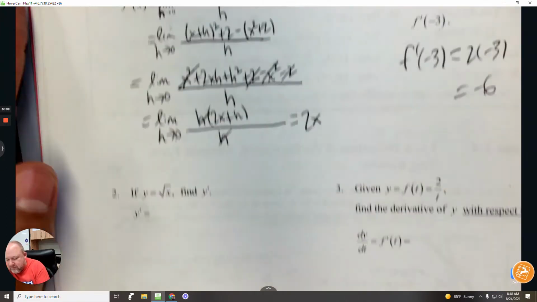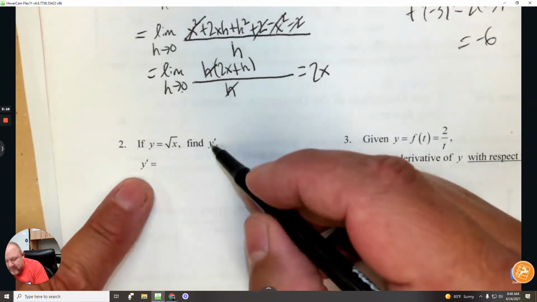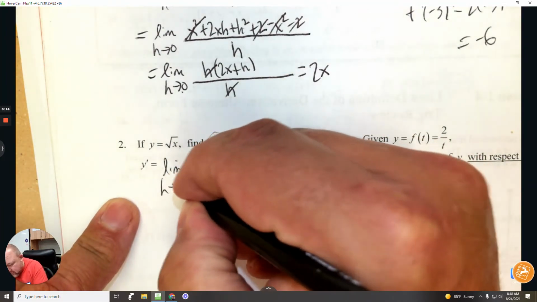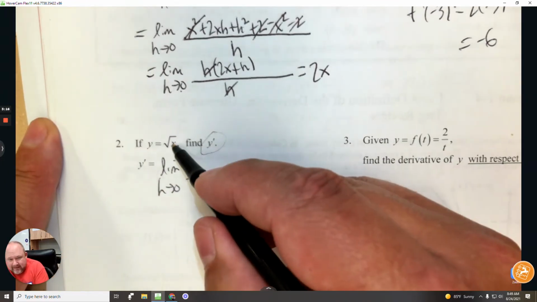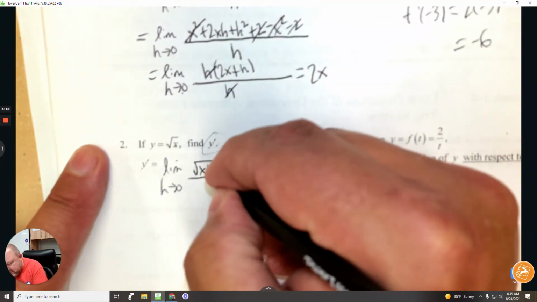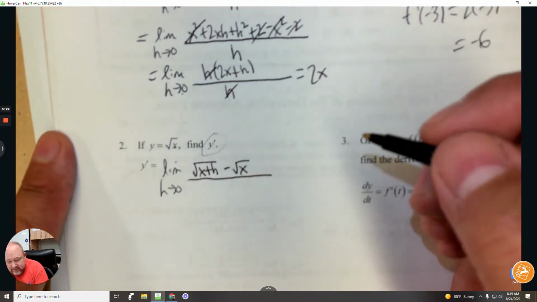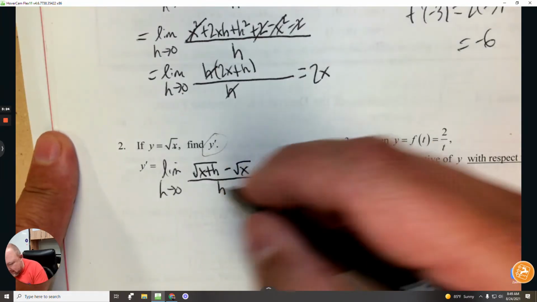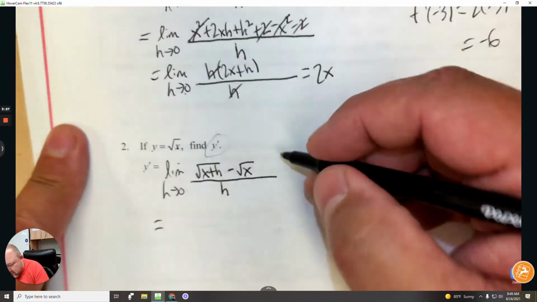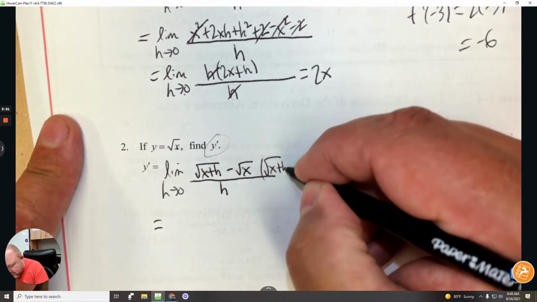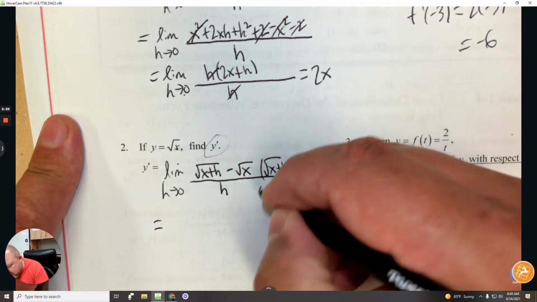All right, let's look at number 2. y equals the square root of x. I want to find the derivative using a limit. So the limit as h approaches 0. We start with x plus h. So take out x and put in x plus h. Subtract the function, which is just the square root of x. And that's all over h. Next, we're going to use the conjugate, which is the square root of x plus h plus root x, top and bottom.